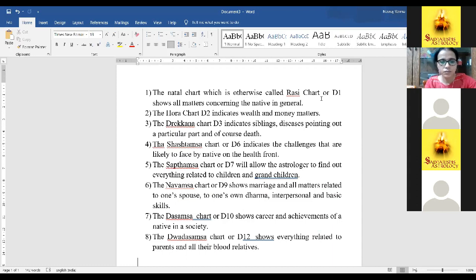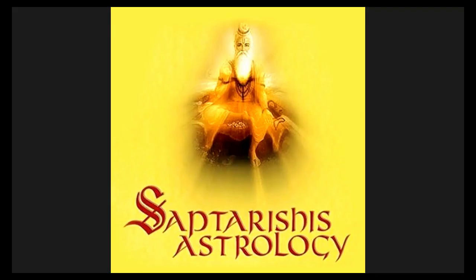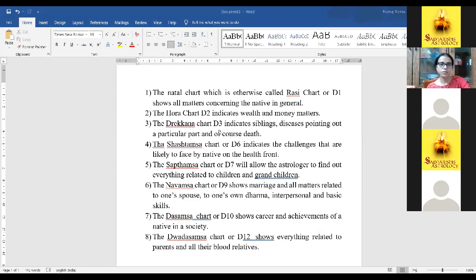Now see the example chart. Okay, let's take one divisional chart for now. Okay, we will take the D7 chart and D9 chart, for example. So D7 chart, we are dealing with the children. Okay, and in D9 chart, we are dealing with the marriage. I'll mark it again. D7 chart, children. And in D9 chart, marriage. Okay, these 2 points, let's take these 2 points for now.